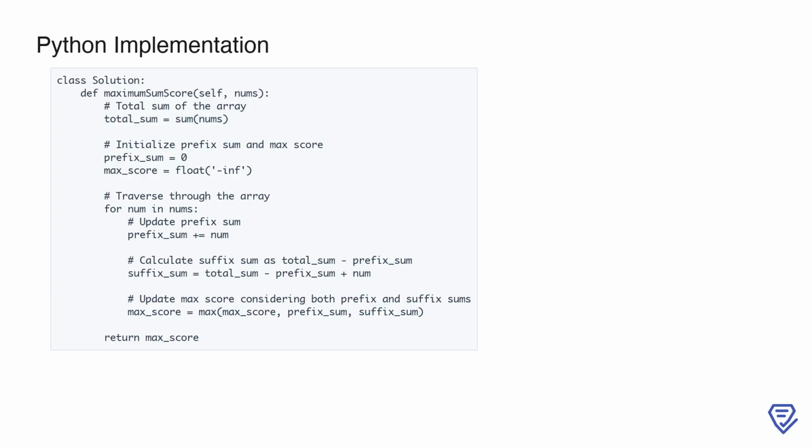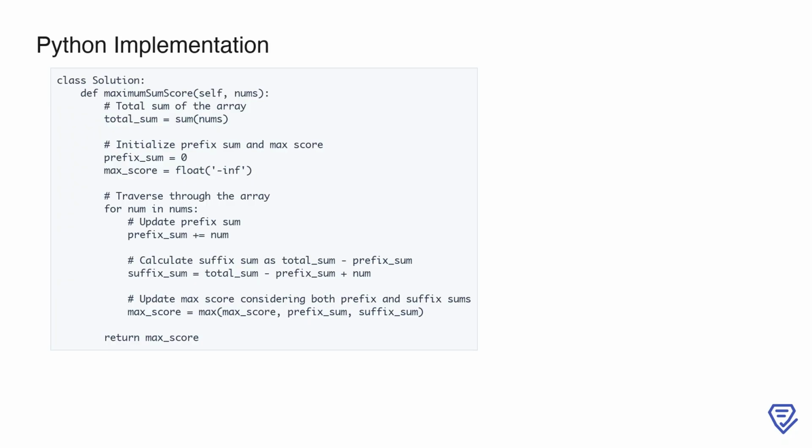2. Iterating through the array. Using a loop, we traverse each element in the array. For each element, we update the prefix_sum by adding the current element. We calculate the suffix_sum as the difference between the total sum and the prefix sum, adjusted to include the current element. We update max_score to be the maximum of its current value, the prefix_sum, and the suffix_sum. This ensures that we consider all possible scores at each step.